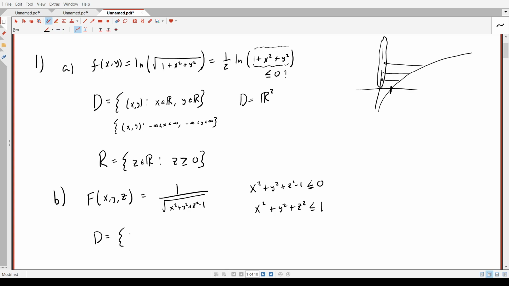Okay, so the domain is going to be the set of all triples x, y, z such that x squared plus y squared plus z squared has to be bigger than 1.